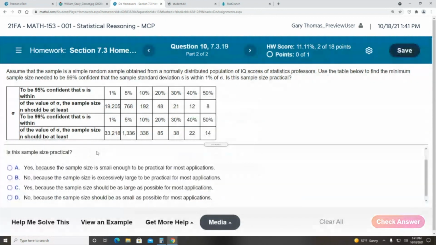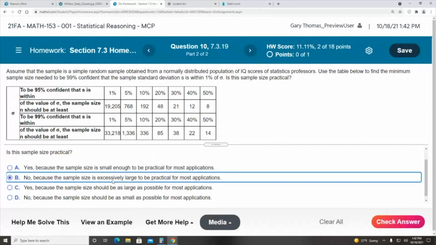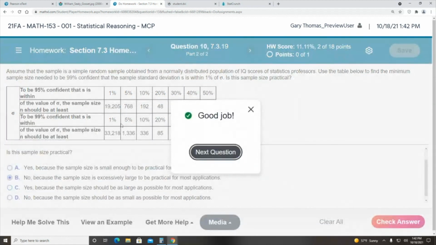Well done. Is that sample size practical? That sounds like a lot. I don't know that many statistics professors myself. I know 14, I know 20 or 30. No, I'm going to say no because that's really, really large. It would be hard for me to find 33,000 statistics professors and then administer each of them an IQ test. So the use of the table makes this really, really easy.